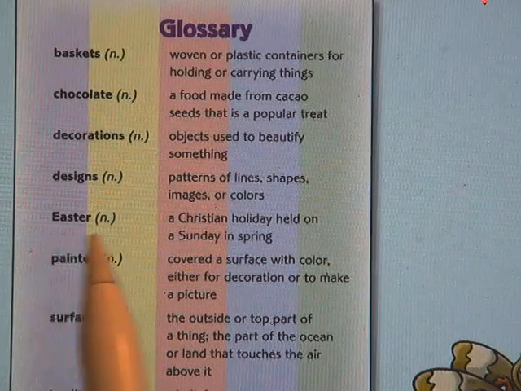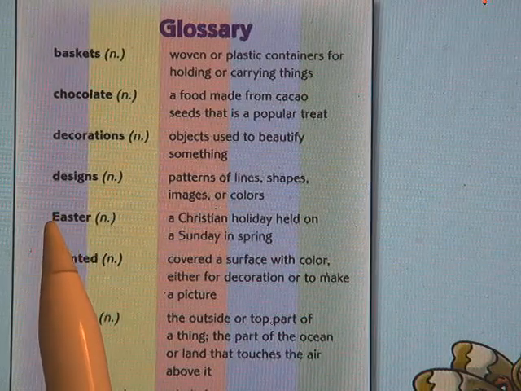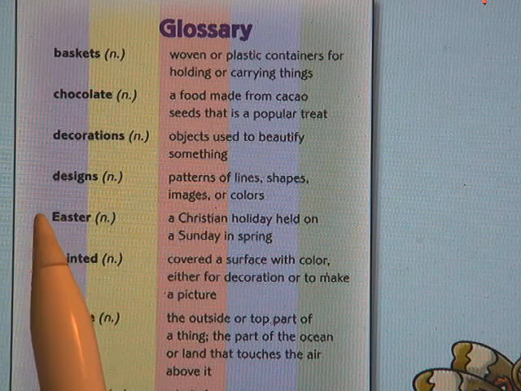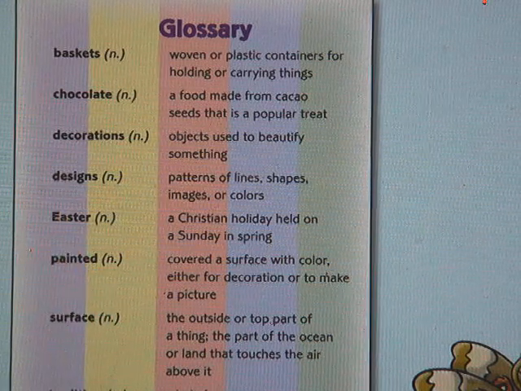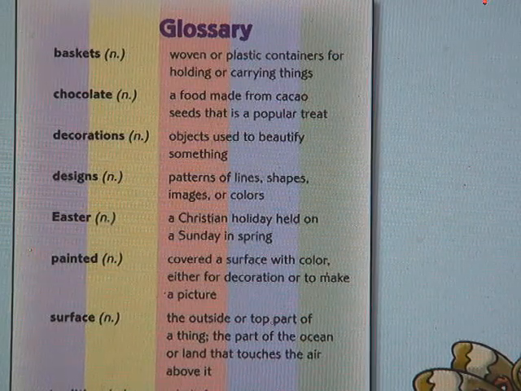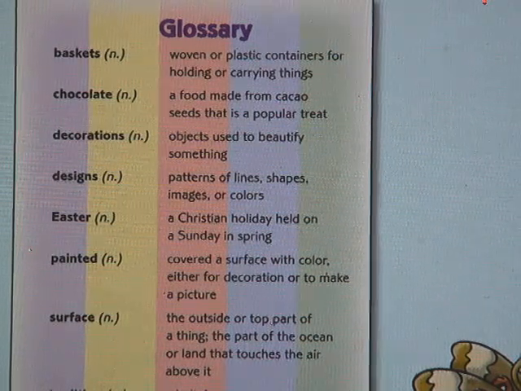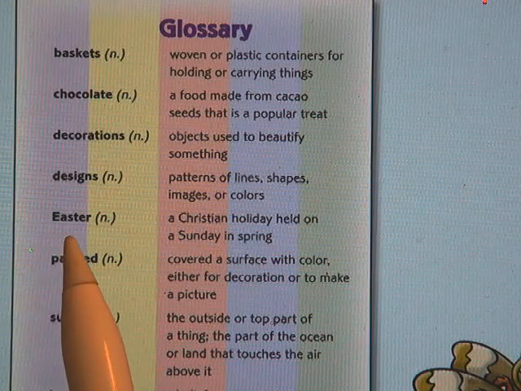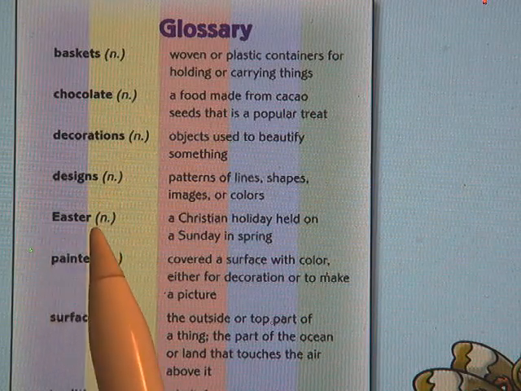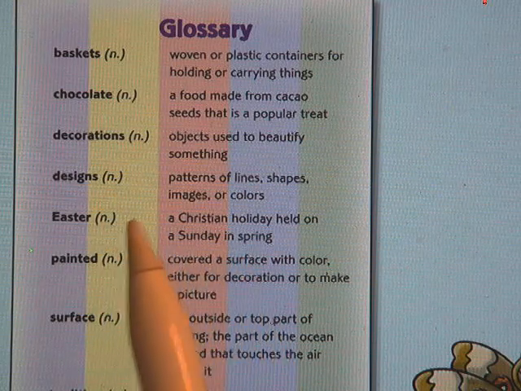The next word is Easter. Say Easter. Notice that it's typed with a capital E. The reason that it is typed with a capital E is because it is a proper noun. It is a specific holiday. Let's spell it: E-A-S-T-E-R. Say Easter.